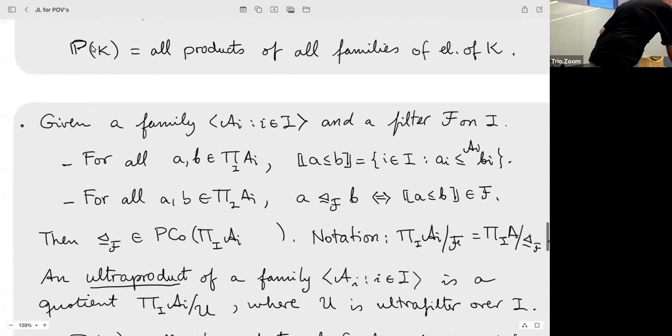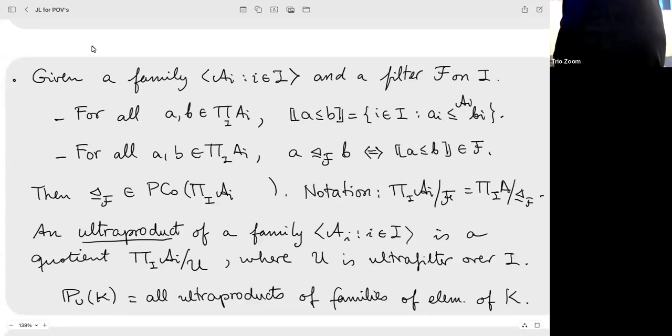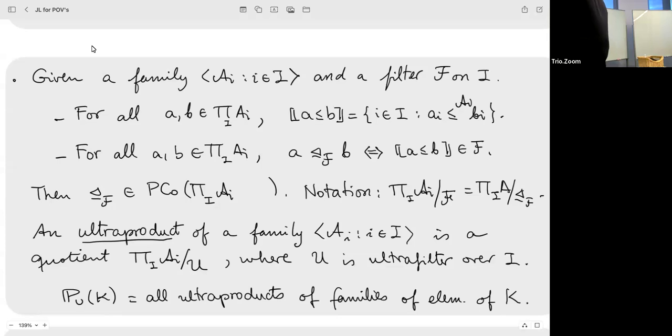An important thing is, what is an ultraproduct? I didn't define what an ultraproduct is in the classical sense, but now this is the important one. Every time that you have a family of partially ordered algebras, you can define a set, denoted in this way, [[a ≤ b]]. That's just a symbol for the set of all the indices i so that a_i is below b_i in the algebra A_i.